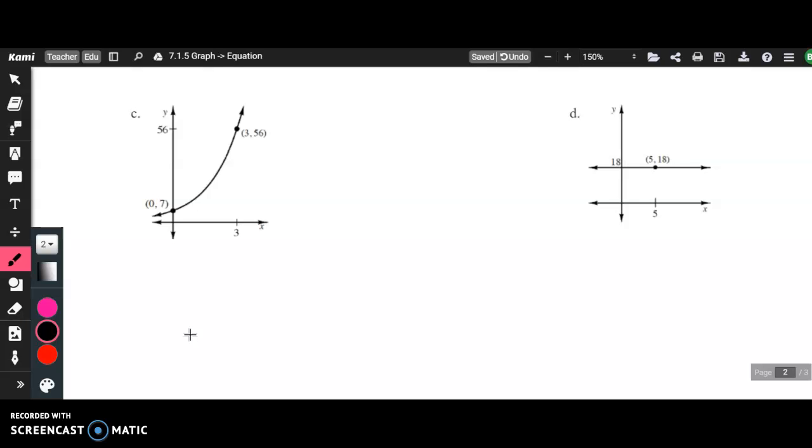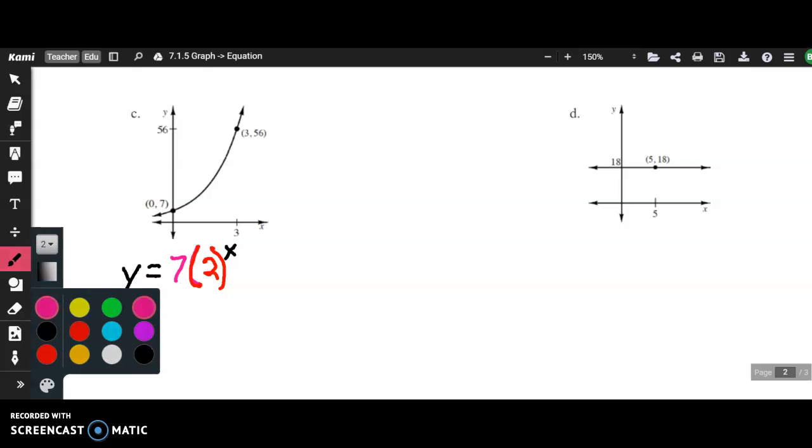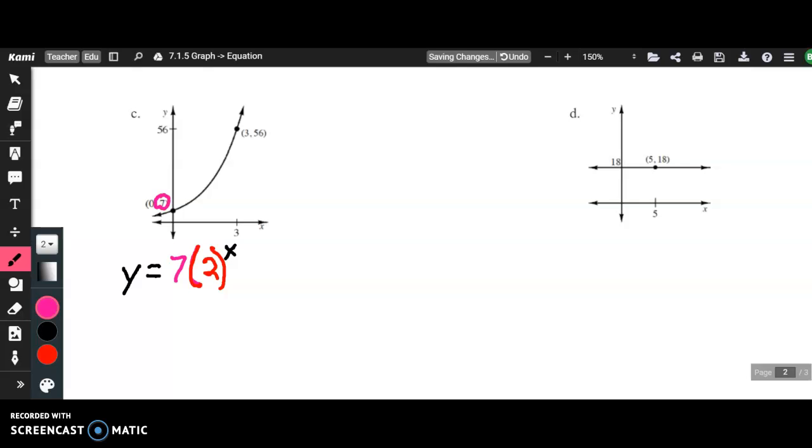All right, looking at C. This is my equation for the graph C. Can you describe the steps that I would have taken to get y equals 7 times 2 to the power x? Perhaps your solution or steps may be a little different, but what I would do here is first notice where the starting point, or the y-intercept, is. I see that's at (0, 7), so I know my a is going to be 7.